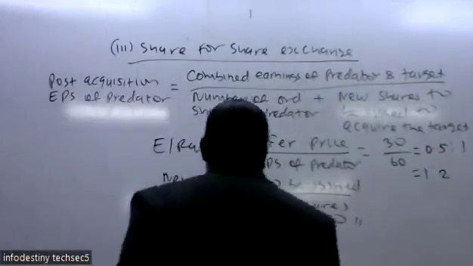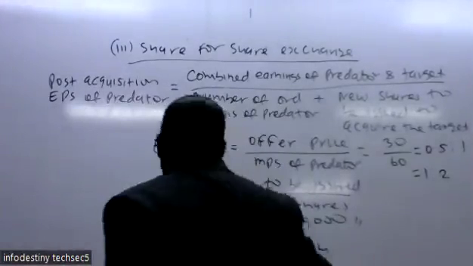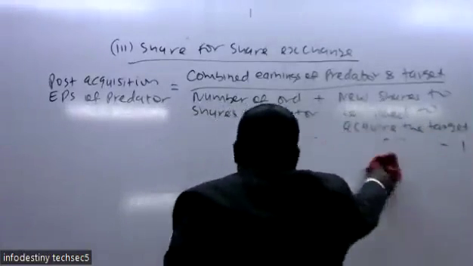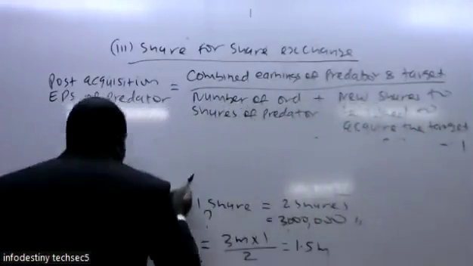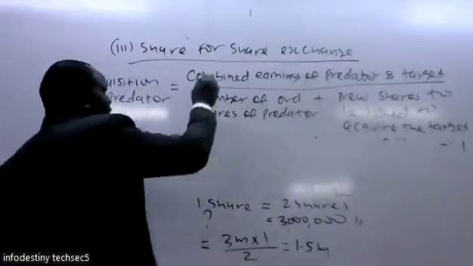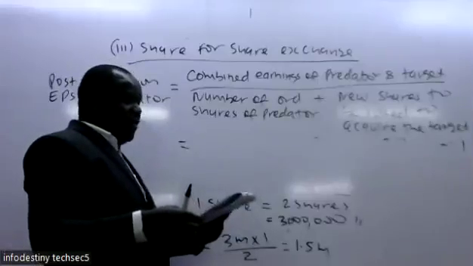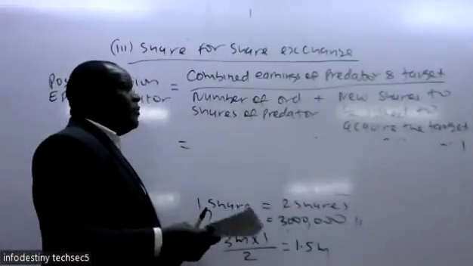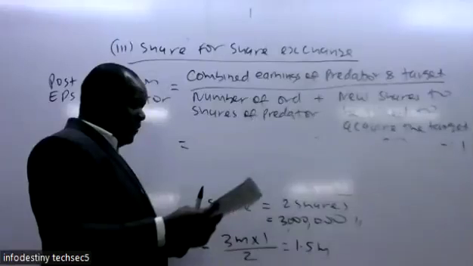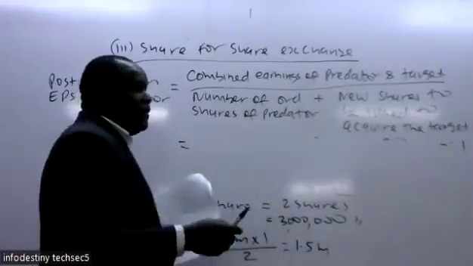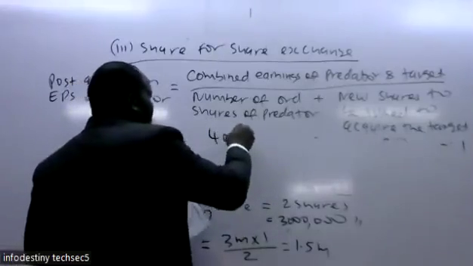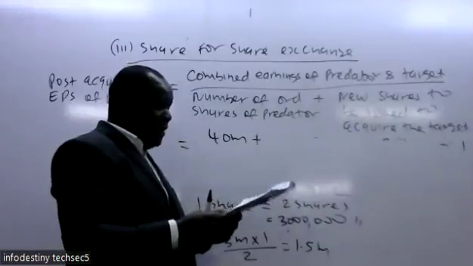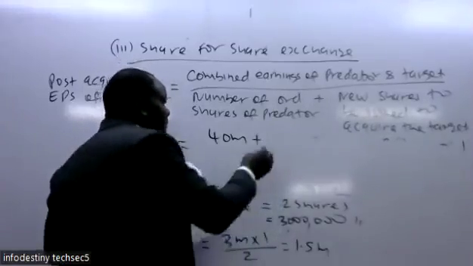From there, we calculate the combined earnings. We simply add the net incomes. Are you able to see the net income for A Limited? It is 40 million. We add the net income of B Limited, which is 9 million.